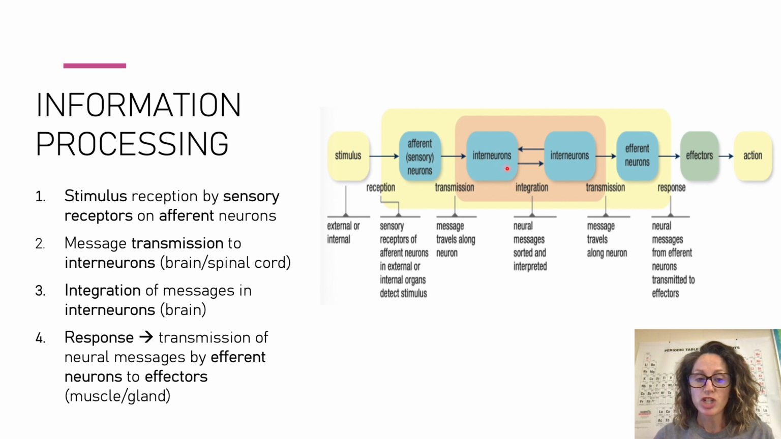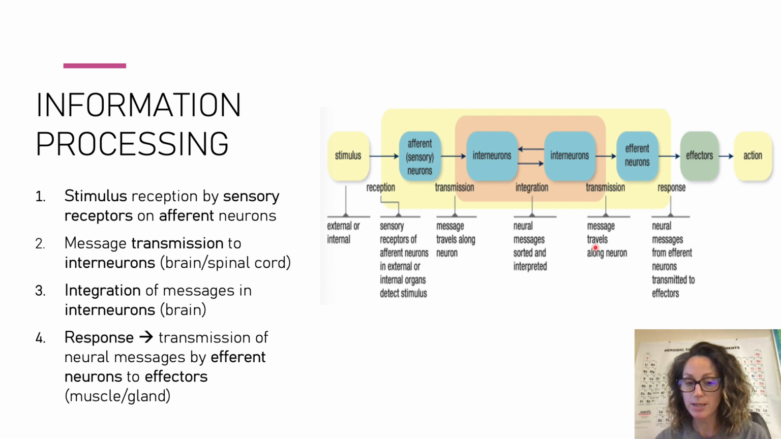So this integration happens in the brain, and this is taking the information given to it and making some sort of sense of it. From there, you're getting a response, and that response is being sent via efferent neurons to the effectors. And these, again, would be the muscles or the glands, and that produces some sort of action.